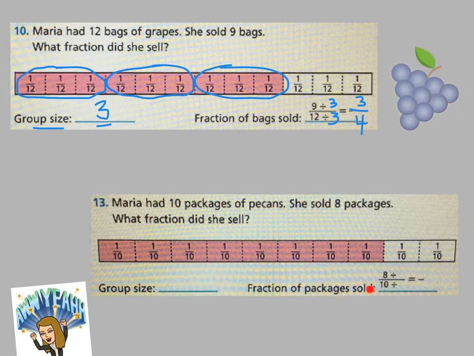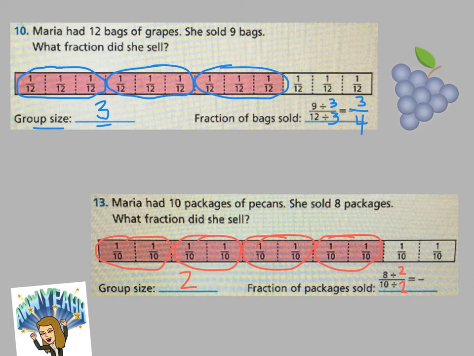Are there any bigger numbers that would work? 4 works for 8, but 4 doesn't work for 10. 10 divided by 4 does not work nicely. So 2, let's use the group size 2. So the first thing I'm going to do is circle out those equal groups, and we'll figure out how many we get. I see that we have 4 equal groups. So if we're dividing by 2, we'll find our simplified fraction.